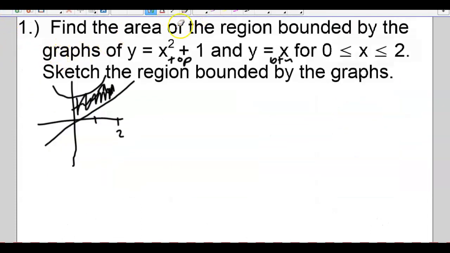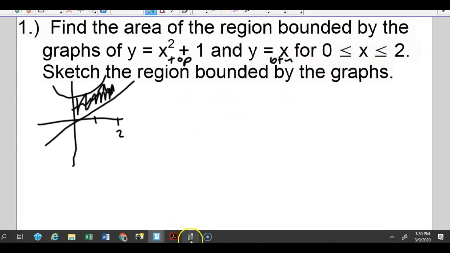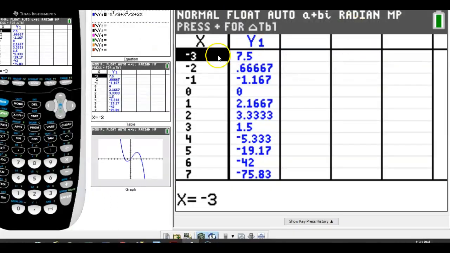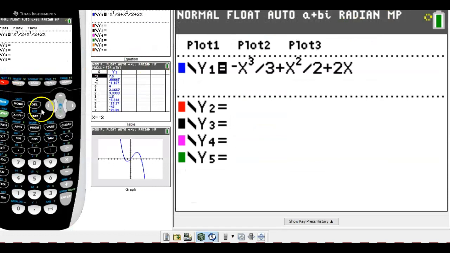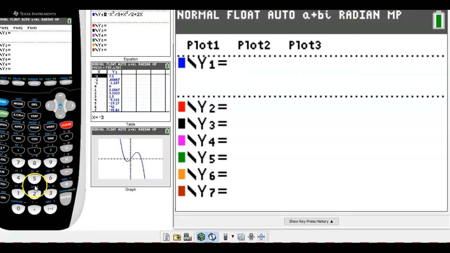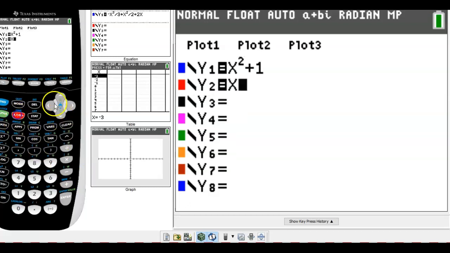All right. Right here, find the area of the region bounded by the graph y equals x squared plus 1 and y equals x for the interval 0 to 2. Sketch the shaded region. So look, in your calculator, you're going to graph those two equations. So you have y equals, what was the first one? X squared plus 1, thank you. And then the other one was y equals x.